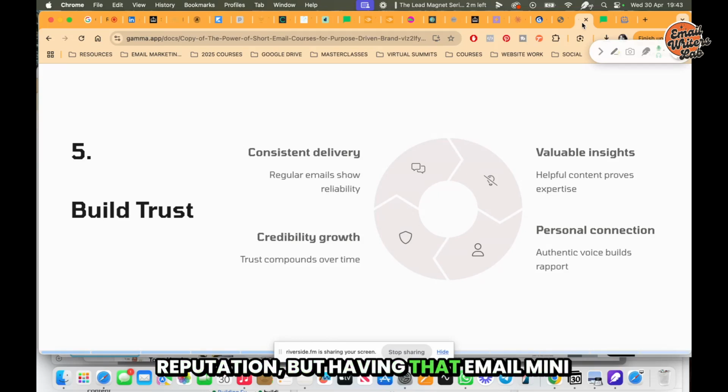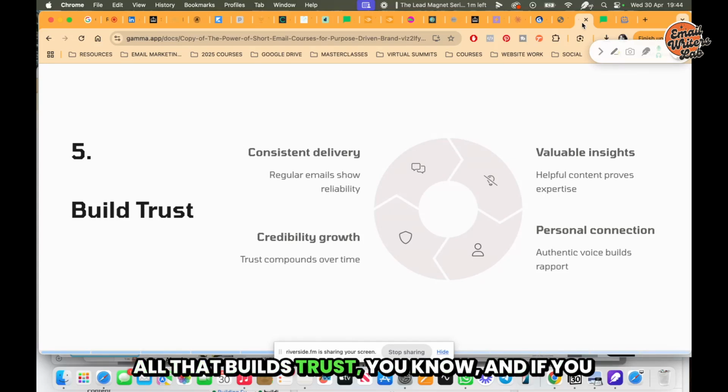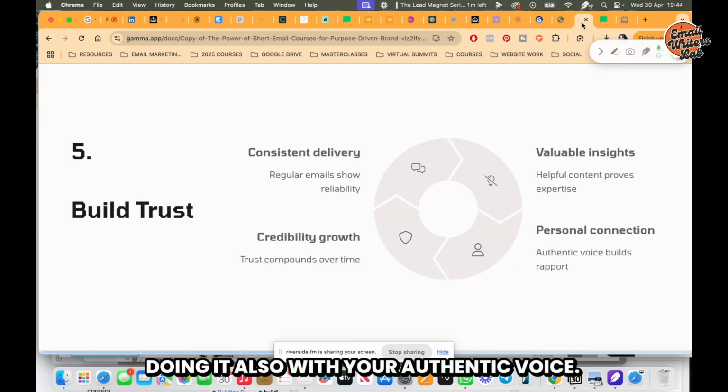But having that email mini course as a way to showcase your authority, your personality, your values, showcase yourself, showcase what you are capable of, your credibility, all that builds trust. And if you are able to also show your generosity in what you are teaching them or showing them, or how you are guiding them, and you are doing it also with your authentic voice, you will definitely have a chance to build trust with the people who take the course.